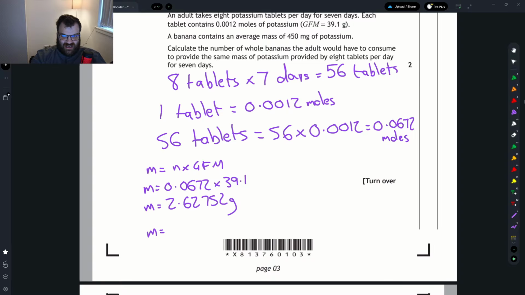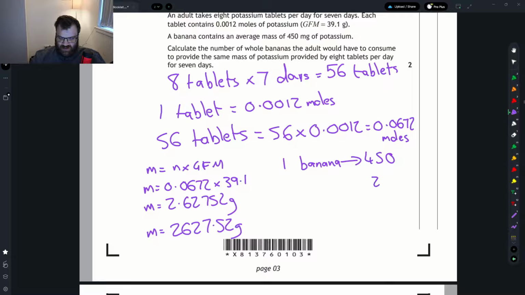You could change that milligrams there into 0.45 grams if you'd prefer. I'm just trying to get the numbers a wee bit more friendly to use. So I'm going to times that by 1,000 to give us 2627.52. So how many bananas would we need to do that? Well, if one banana was 450, we are trying to work it out for 2627.52. We can scale by, starting at 450, we can divide by 450, takes us to 1, and then we can times by the 2627.52.